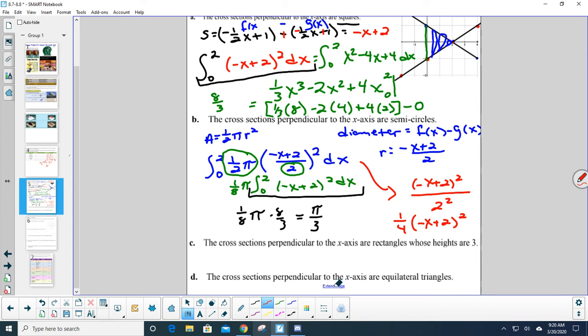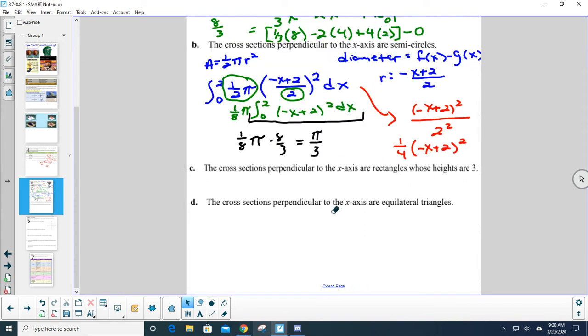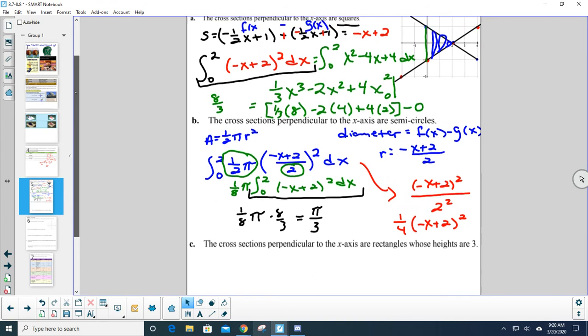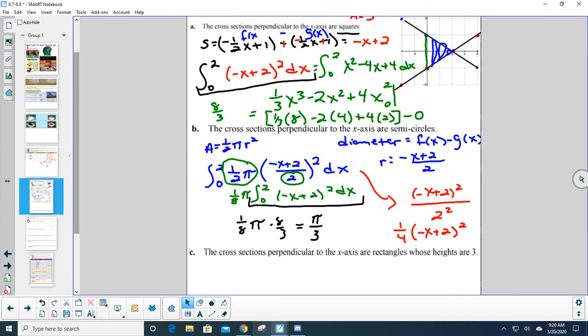Now, these are not questions you're going to get done super fast at first, especially. You're going to get into a rhythm of them, but this first time you're seeing them, they can be a little confusing. So if there's no questions on A or B, I'm going to show you another cross section. Okay, hearing none, I'm going to talk about this one.